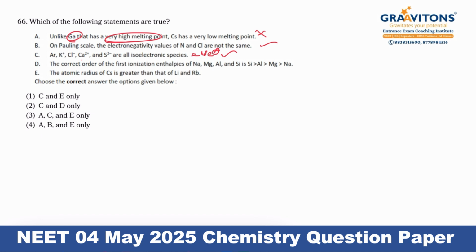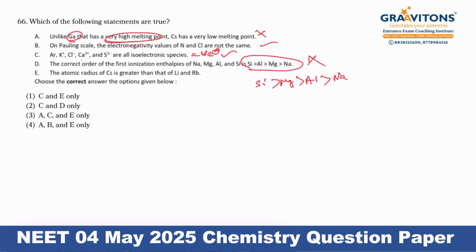So all contain 18 electrons and are said to be isoelectronic. The correct order of first ionization enthalpy, here a particular order is given, and we know that magnesium is completely filled and has a first ionization energy much bigger than aluminium. So silicon comes first, then comes magnesium, then aluminium, and last is sodium. So here the order is wrong, so I cannot take it.